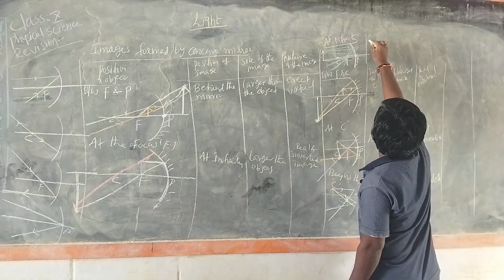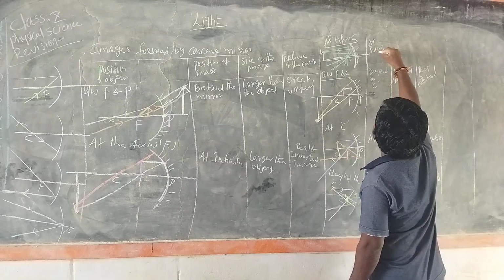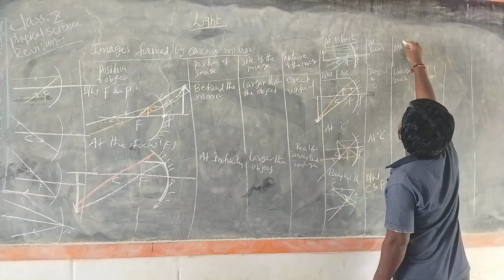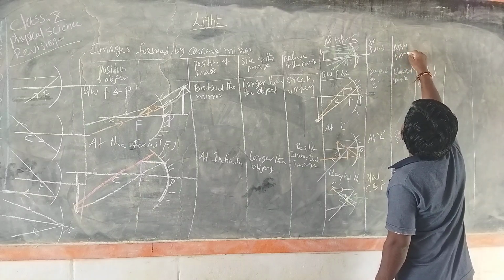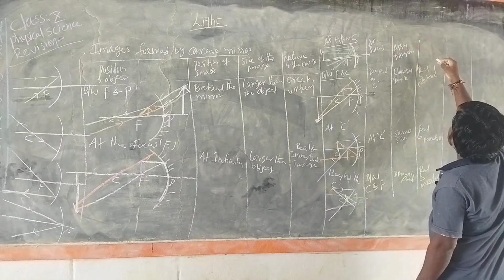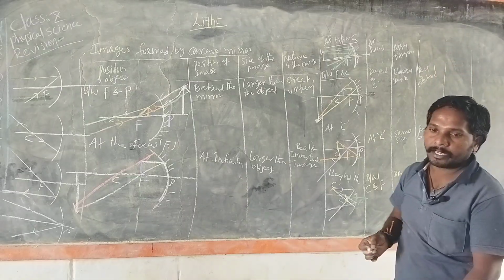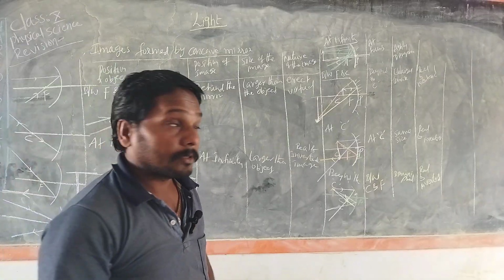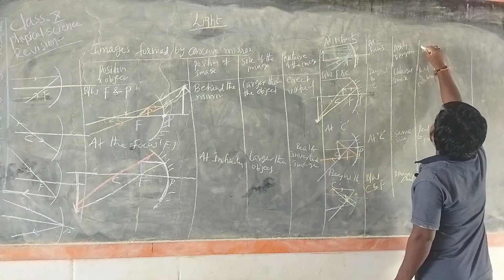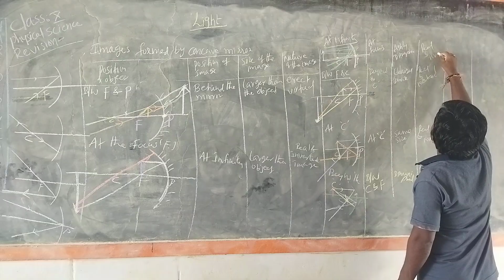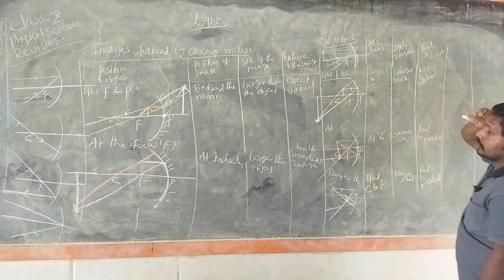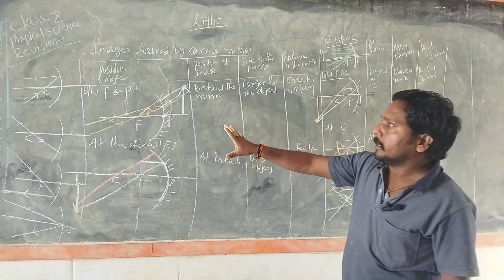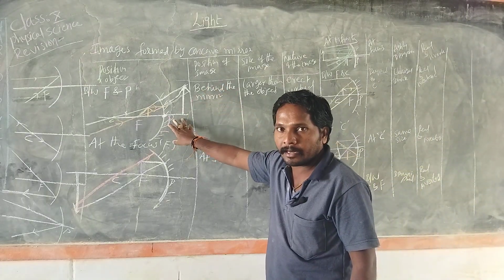Image is formed at focus. Very very small image, highly diminished. So point size image, real and inverted. Real and inverted image is formed. So when you have to prepare like this, immediately draw the ray diagram.